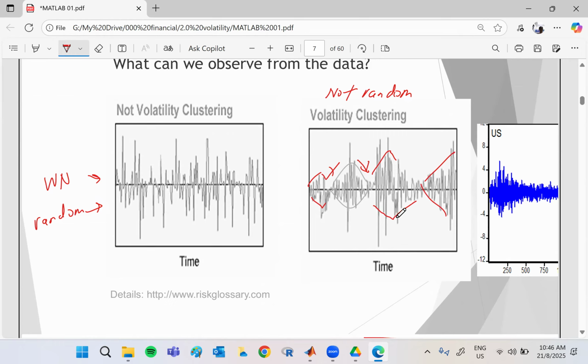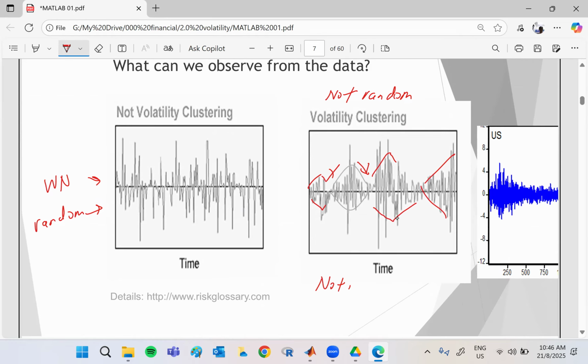In this case, it is not only not random, you can say it is not independent. This one is most probably independent. This one is not independent. If you check some data sets, you will easily see this clustering of volatility. This is some of the information you can gather from a time series.